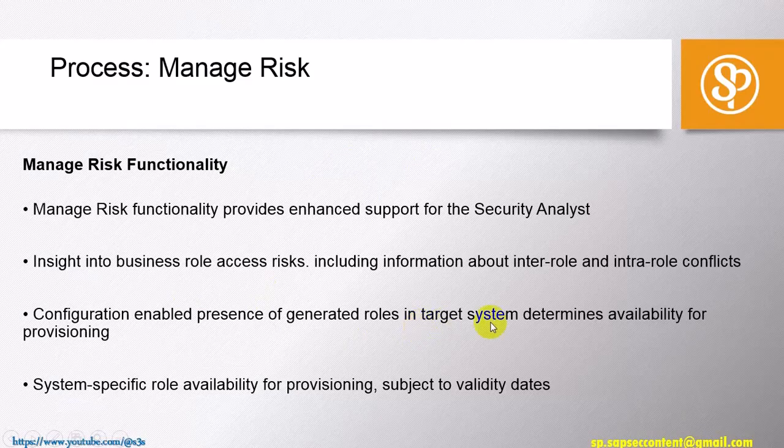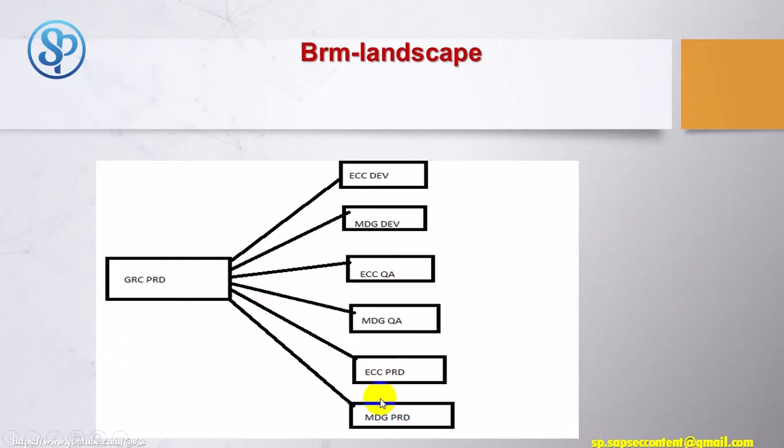Provision generated roles in the target system determines the availability of provision. So whatever roles we want to provision, we will generate the roles in that particular target system so that they will be available for provisioning. Also, we'll create system specific roles for provisioning, meaning we will create individual business roles, individual system roles, or a combination of system roles through BRM. I'll stop here. Any questions?